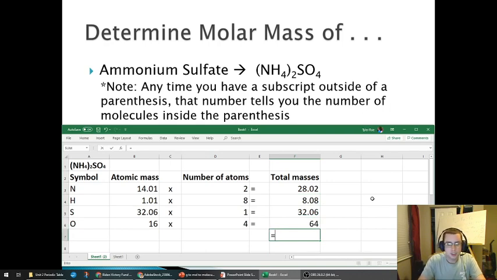up. And I'm going to cheat and use Excel to do this. But you would just do 28.02 plus 8.08 plus 32.06 plus 64. And when you do that, you get 132.16. And remember, we always need to have units. And the units for molar mass are grams per mole. So the molar mass of ammonium sulfate is going to be 132.16 grams per mole.